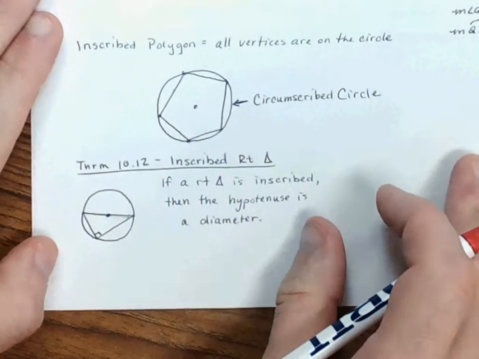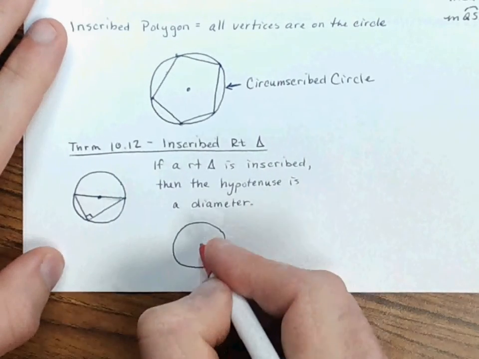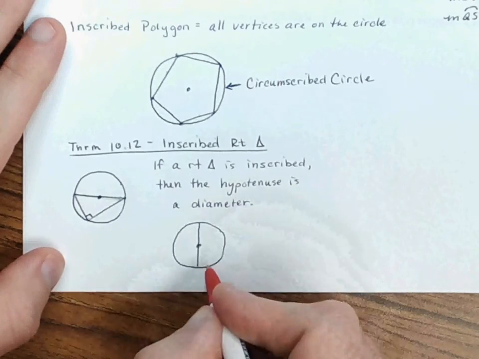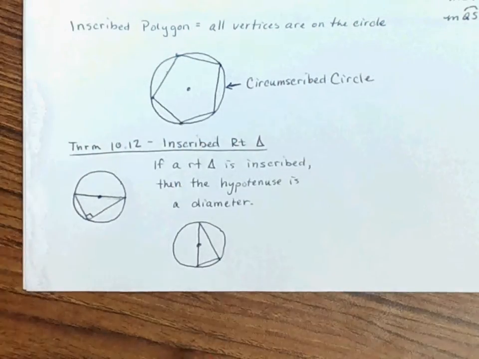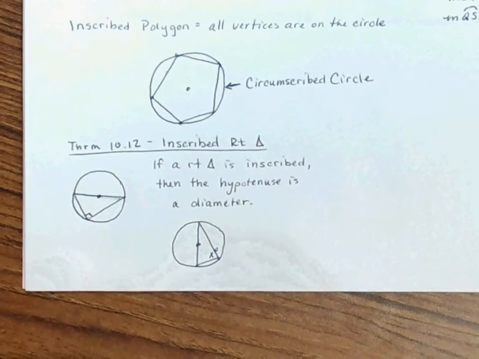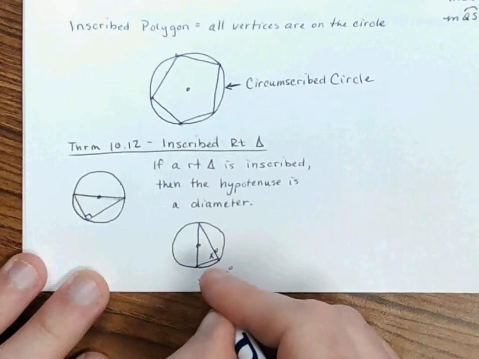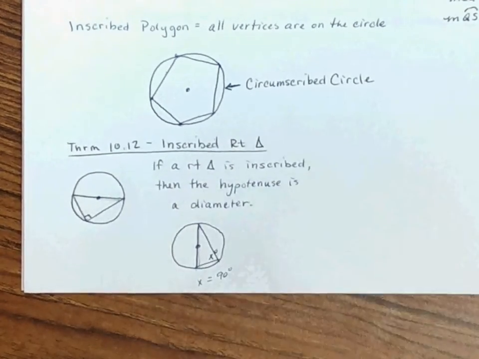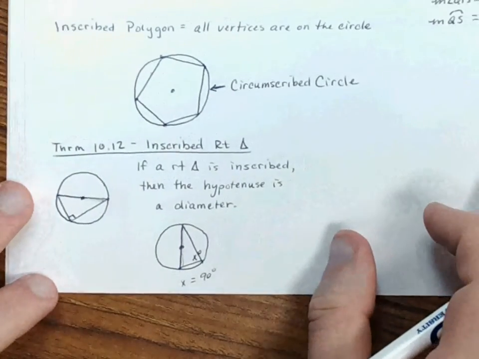So, if you saw a circle and it had an inscribed triangle in it, let's say an inscribed triangle that looks something like this. Well, what do you know about that angle right there, x? It has to be 90 degrees. Okay? Because that's a diameter, so it has to be the hypotenuse of that triangle. Alright? Okay, one more.